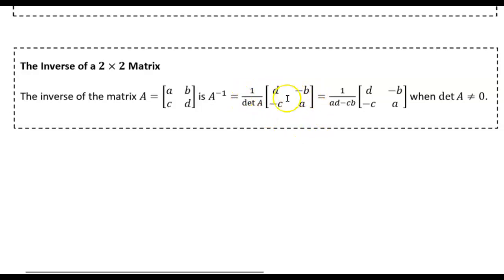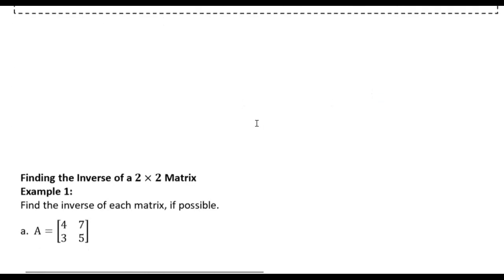And then you rearrange the matrix like this. You take the A, the top left element, and switch it with the bottom right. They switch places. C and B stay in the same place, but they change signs. And so that's how you find the inverse of the matrix.